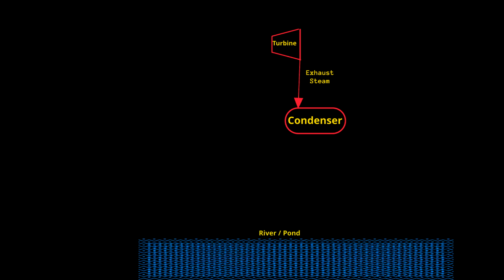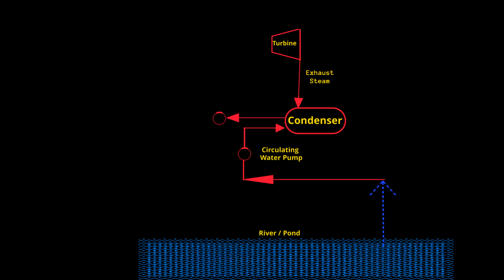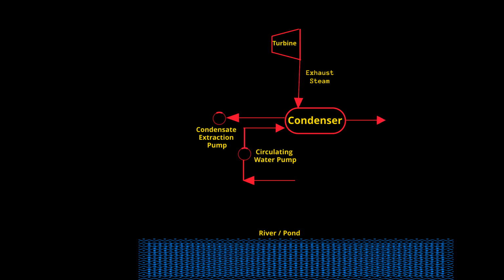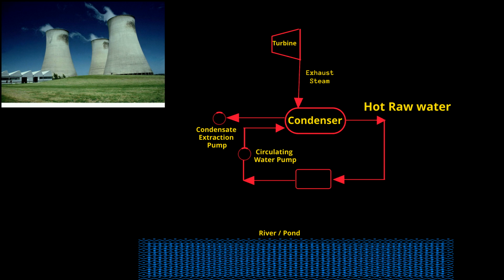This cool raw water will be passed alongside the exhaust steam through separate channels. The exhaust steam gives up its heat to the raw water and then becomes condensed water. This condensed water will be pumped by the condensate extraction pump. On the other side, the raw water temperature is increased because it gained heat from the hot steam. This hot raw water should not be discharged to rivers or ponds due to ecological concerns.